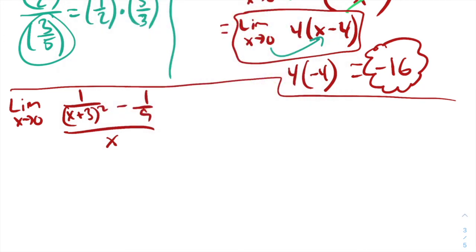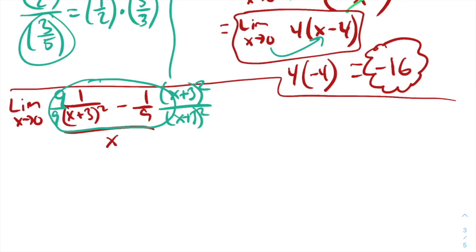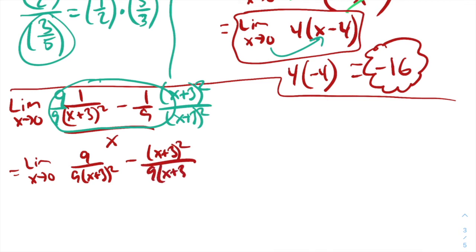So same technique as before. What I'm trying to do in the numerator is make these have the exact same denominator so that I can combine these fractions into one. I'm going to multiply by the other denominator. So I'm going to multiply here by 9 over 9. And over here, I'm going to multiply by x plus 3 quantity squared over x plus 3 quantity squared. If we do that, we're going to say that this limit as x approaches 0 of 9 over 9 times x plus 3 quantity squared minus x plus 3 quantity squared over 9 times x plus 3 quantity squared. And then don't forget that that was all being divided by x.